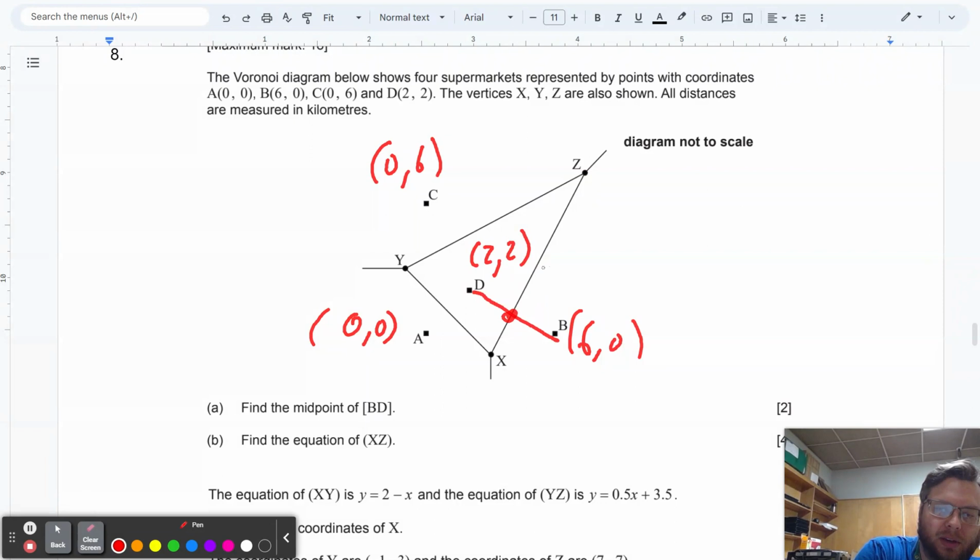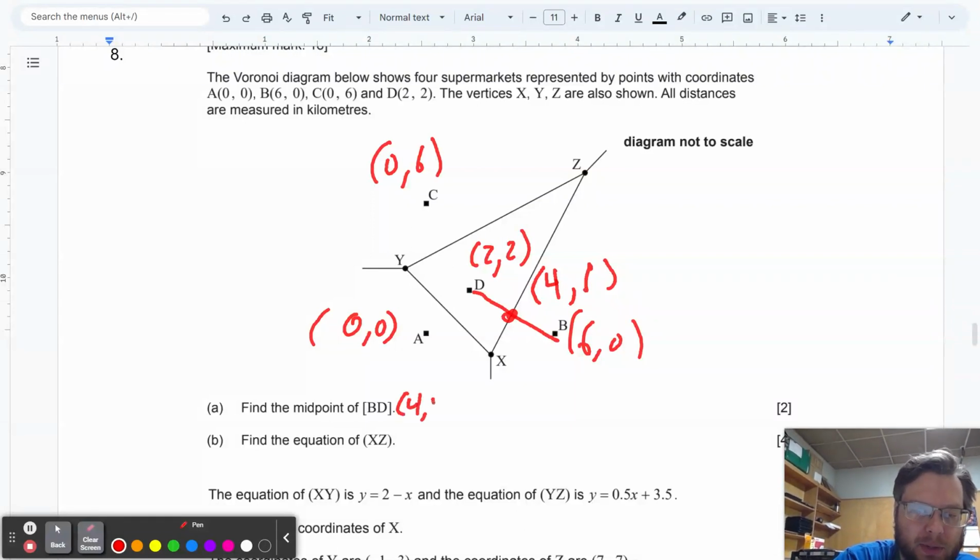So this point right here, we just do the average of the x's, the average of the y's. So 6 plus 2 is 8. Divide that by 2, you get 4. 2 plus 0 is 2. Divide that by 2, and you get 1. So (4, 1) is the midpoint.